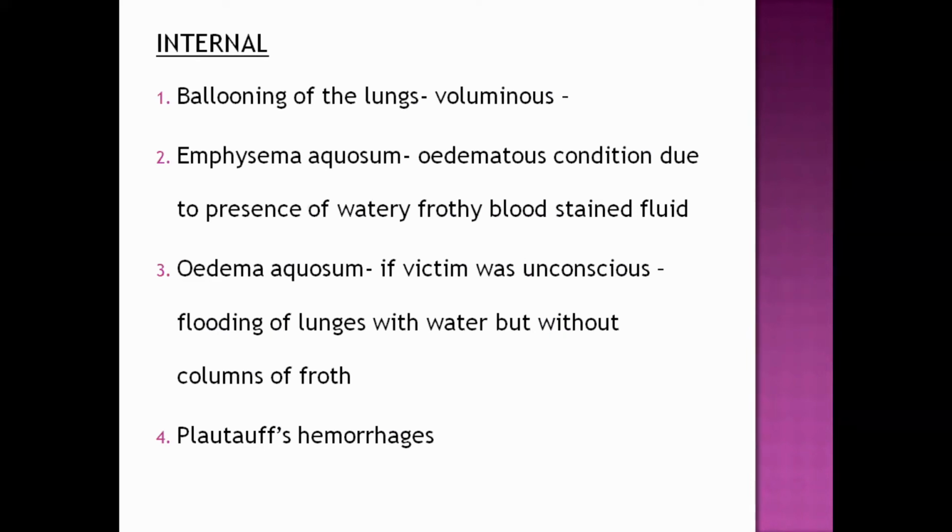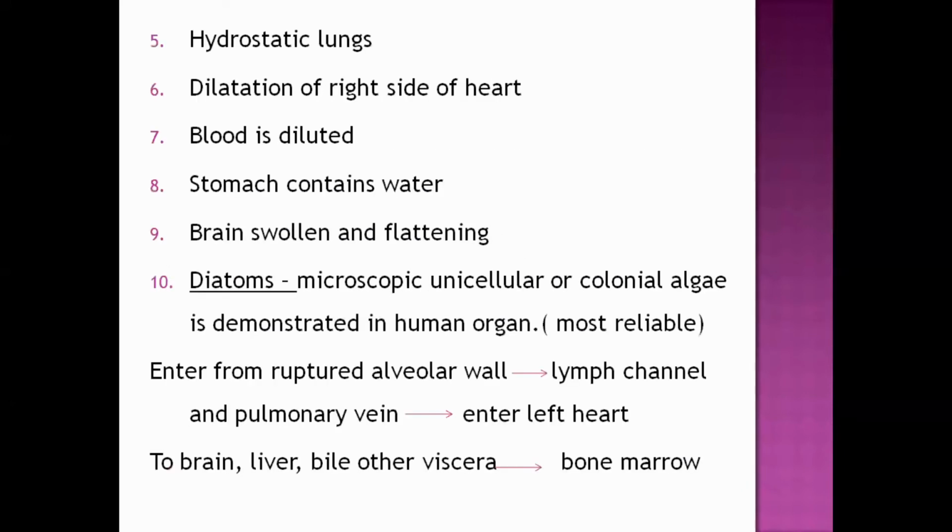Another finding is Paltauf's hemorrhage. In Paltauf's hemorrhage, you can see confluent hemorrhagic spots, in patches around the lungs. That is known as Paltauf's hemorrhage. The presence of water in the lungs is what we call hydrostatic lungs. Besides that, there is dilatation of the right side of the heart, the blood is diluted, the stomach contains water, and the brain is swollen and flattened. These are the other common internal findings of drowning.